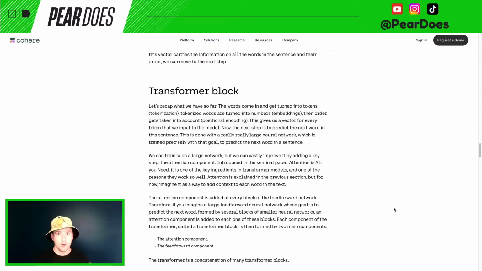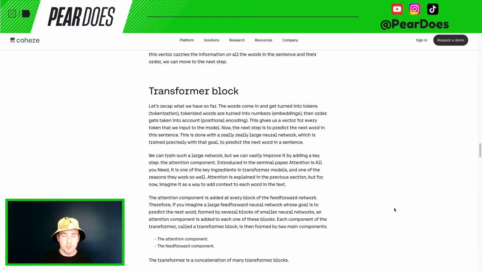What is the word? Where does it sit in the sentence? And now the next step is to predict the next word in this sentence. This is done with a really, really large neural network, which is trained precisely with that goal to predict the next word in the sentence. So think of your ChatGPTs, think of your Geminis, think of your Llamas.